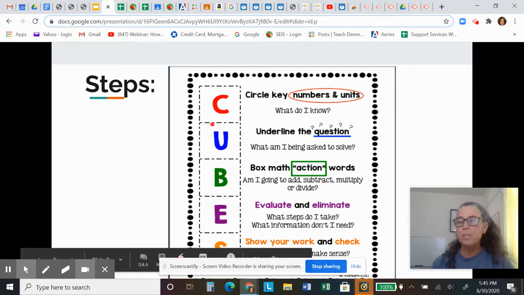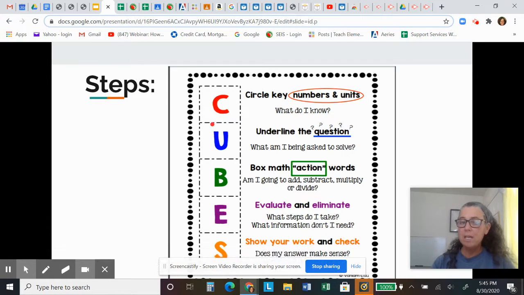So it's CUBES. It's to remind you, C means circle the key numbers or units. So what are the numbers in the word problem? U, underline the question. So what am I being asked to solve? You might see a question mark at the end of the question. You might note that that is a little key to where that might be.